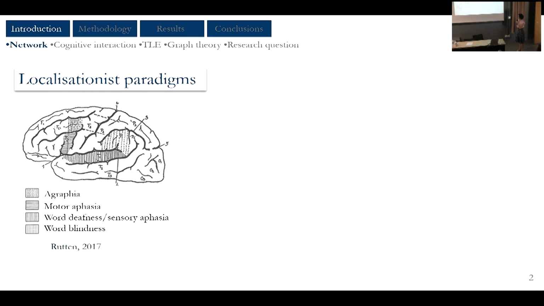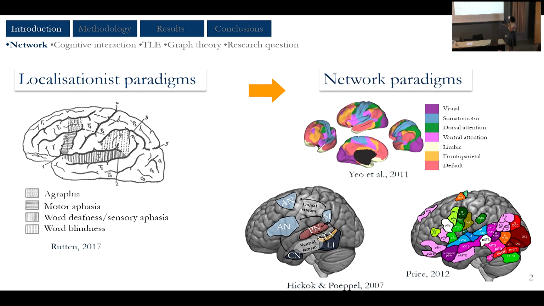Well, in contrast to standard localizationist paradigms that suppose that there are highly specified regions that are indispensable for a given function, we based our study on a network paradigm that proposes that cognitive functions are based on widespread cortical networks, such as resting state networks or language networks. This paradigm also proposes that specialized regions are grouped into modules.